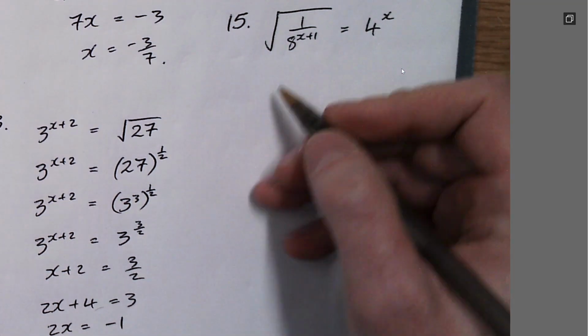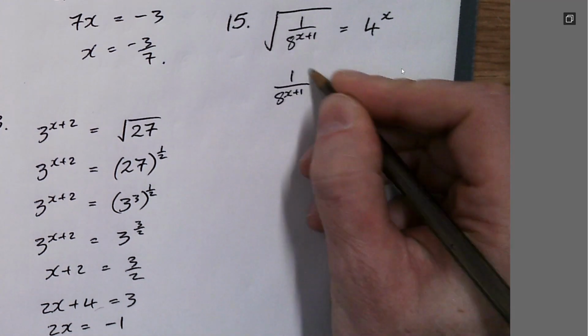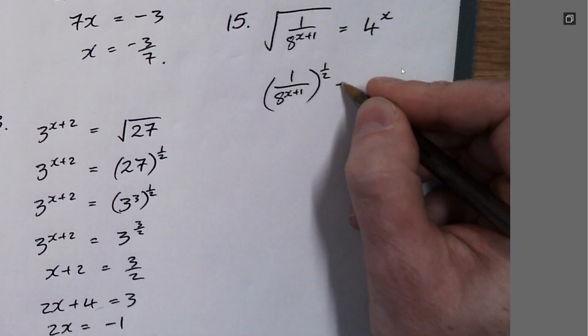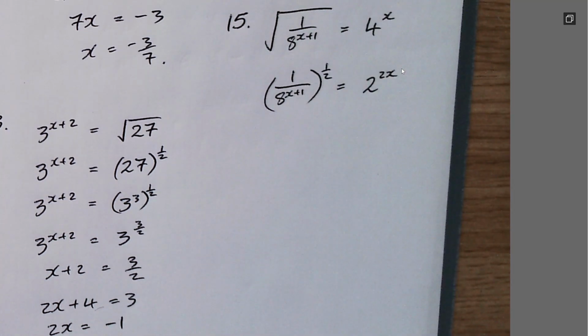So to get rid of the square root, you have x plus 1 equals 2 plus 4x. Okay, so if I write it down, 8 is 2 to the power of 3.